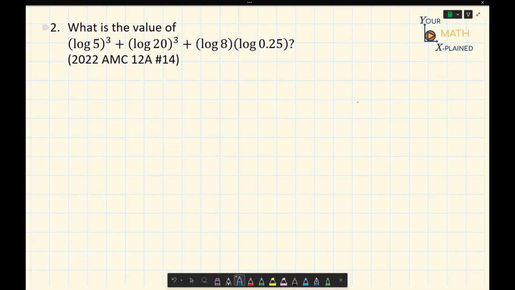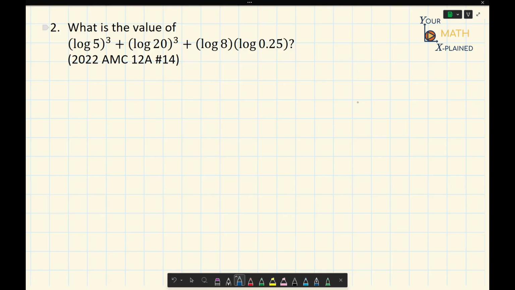Our second problem is a question from the 2022 AMC contest. We're asked to evaluate the value of this complicated looking expression here without the use of a calculator. The first thing to notice is that everything is in terms of log base 10. But there's no way for us to actually calculate without a calculator what log base 10 of 5 is, or what log base 10 of 2 is.